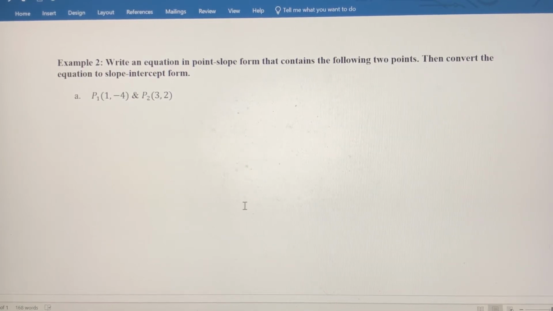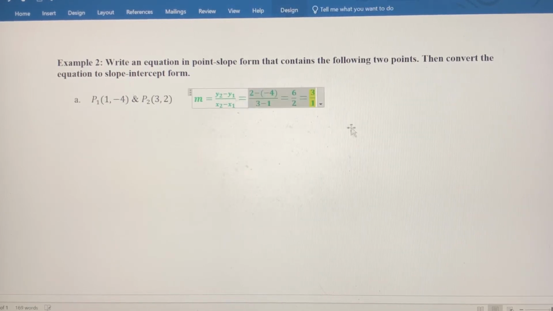So the first thing I need to do is to find the slope using the slope formula. So I'm going to plug in, for my y values, going in the numerator, 2 minus a -4, and the denominator is going to be my x values, 3 minus 1. And when we simplify that, 2 minus a -4 is 2 plus 4, which is 6. 3 minus 1 is 2. And then 6 divided by 2 simplifies to 3. So the slope of the line that has these 2 points is +3.